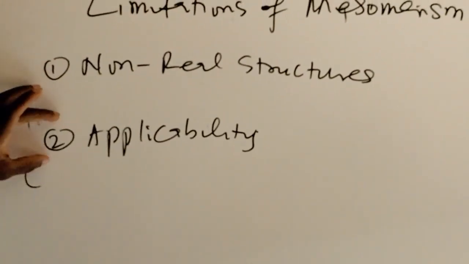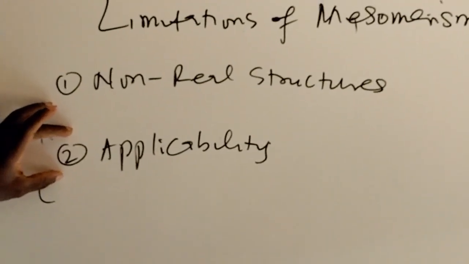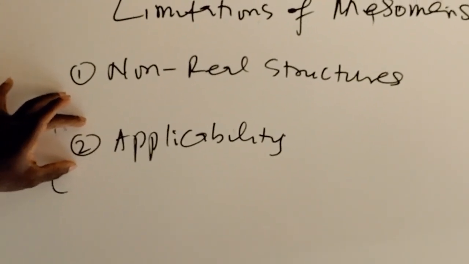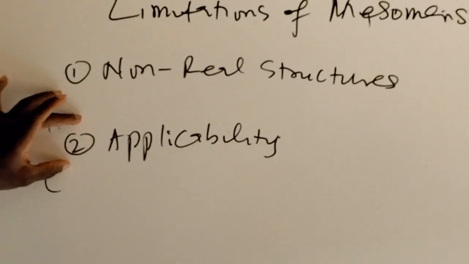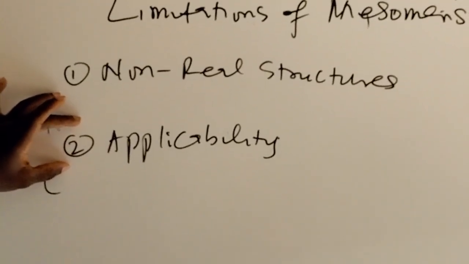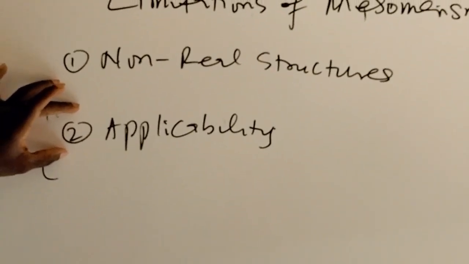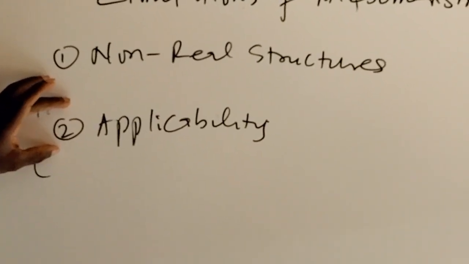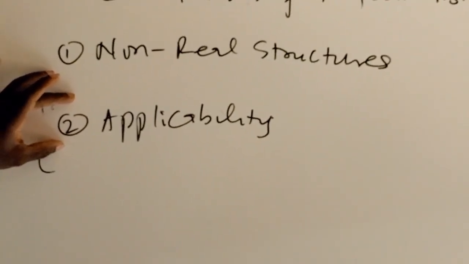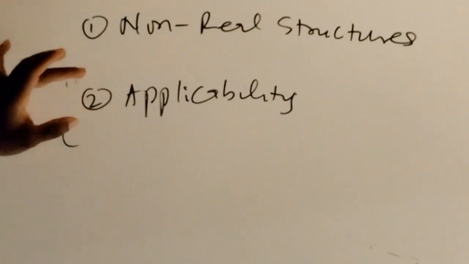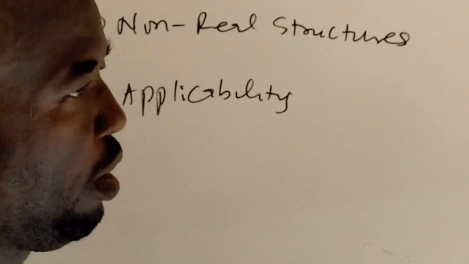The second limitation is applicability. That's another limitation for mesomerism or resonance. Know that mesomerism is only applied to conjugated systems or systems containing alternating single and double bonds. So it cannot be applied to compounds that contain only sigma bonds. So it has limited application. Having done that, we now look at the difference between resonance and inductive effect.